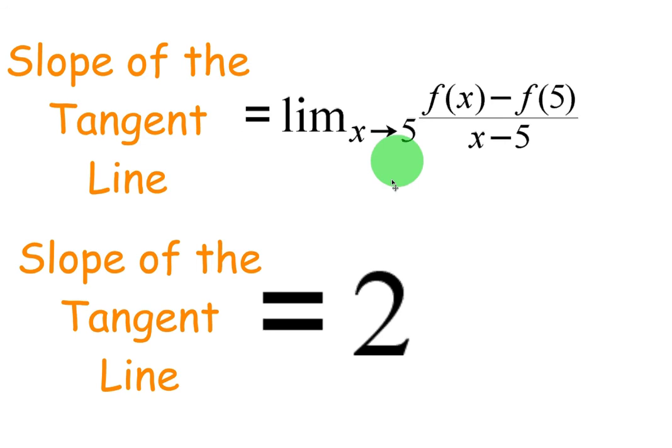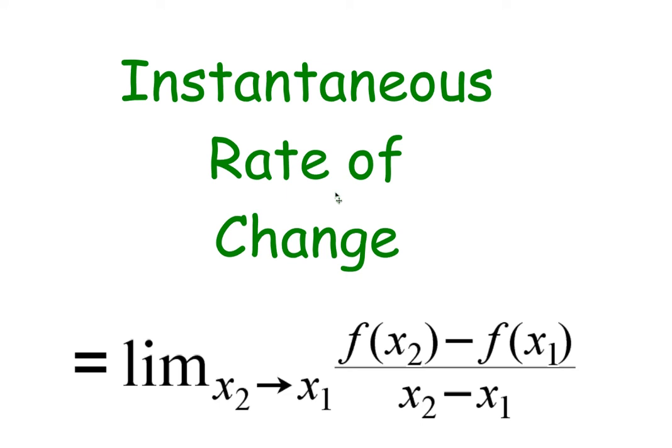The slope of the tangent line in this case then would be the limit as x approaches 5 of f of x minus f of 5 over x minus 5. The slope of the tangent line would be 2. Another way to explain it is the term instantaneous rate of change. It means the same thing. It means the slope of the tangent line.